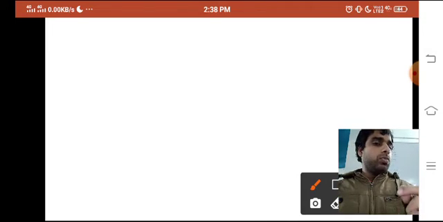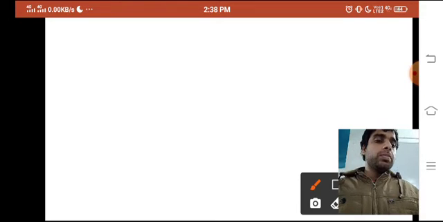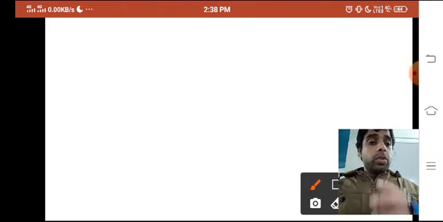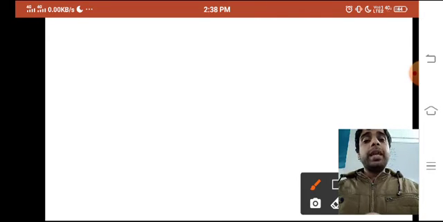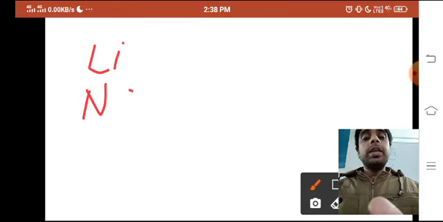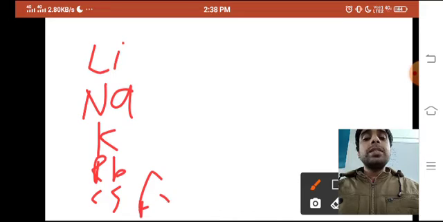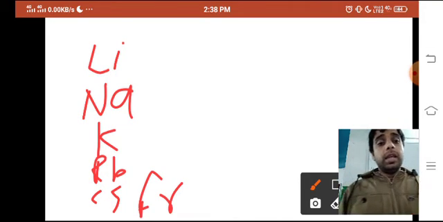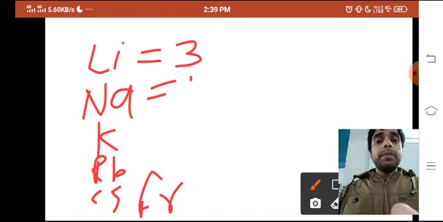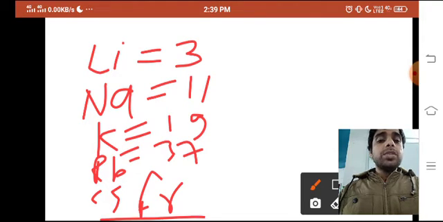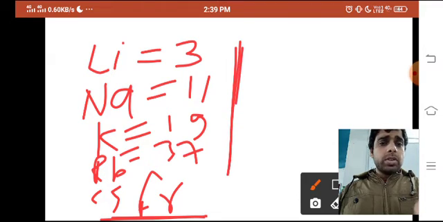Suppose I discuss one group and you apply it to the whole of the group. There are a total of 18 groups in the periodic table. I will discuss one particular group and you will apply the same rule on every group. Here I am talking about the first group: lithium, sodium, potassium, rubidium, cesium and francium are the elements present here. First of all, lithium 3, sodium 11, potassium 19 and rubidium 37. I will discuss these four only.